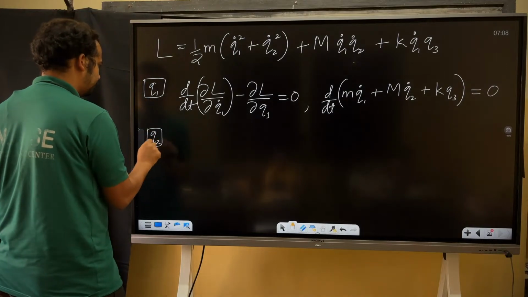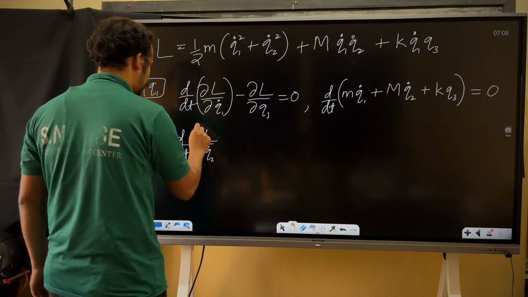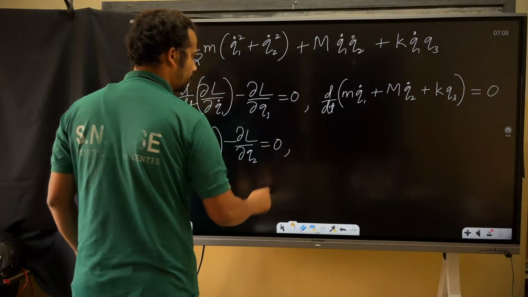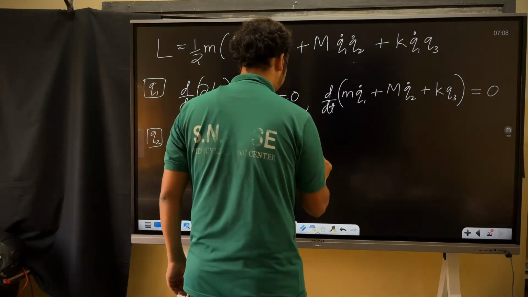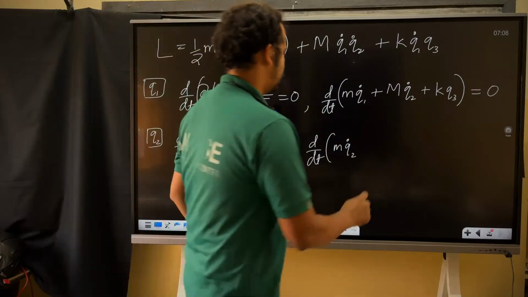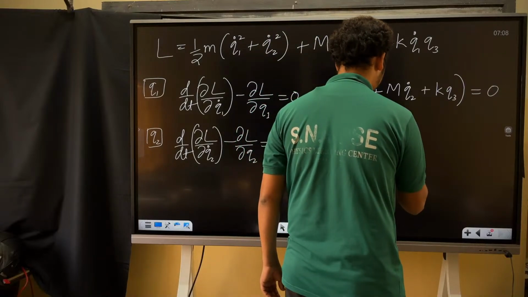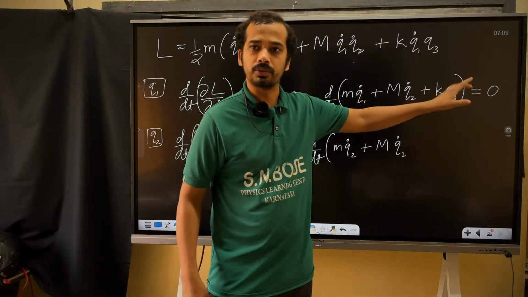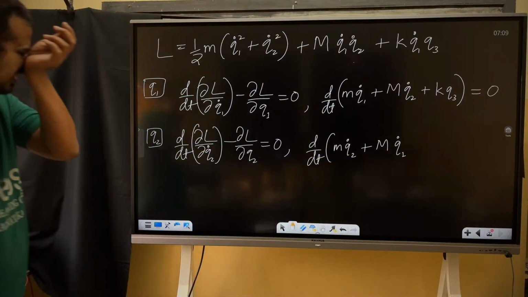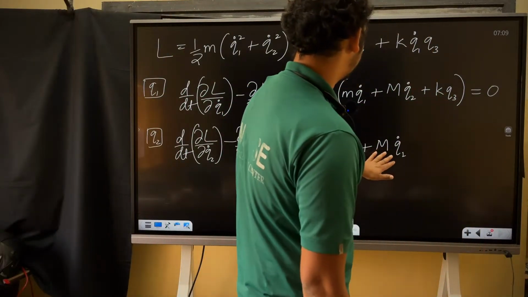Corresponding to q2: d by dt of dou L by dou q2 dot minus dou L by dou q2 equals 0. What is this? d by dt of m q2 dot plus capital M q1 dot. Now look at it, you can't quickly solve this one. Write all three and think over it. Many questions are like that; there is no one method. You should be very good at writing the equation. That's what I'm expecting.